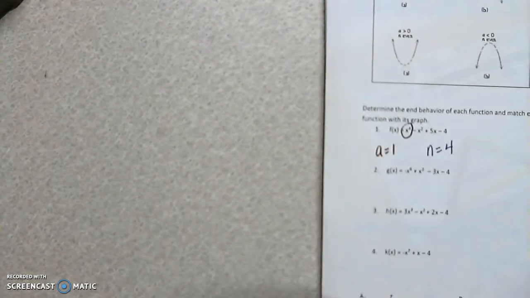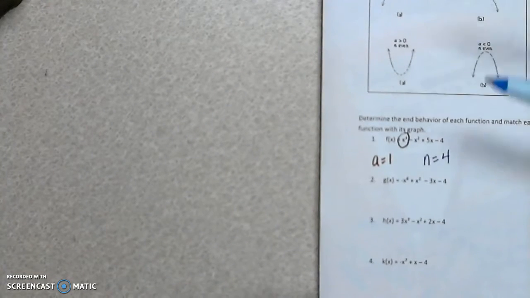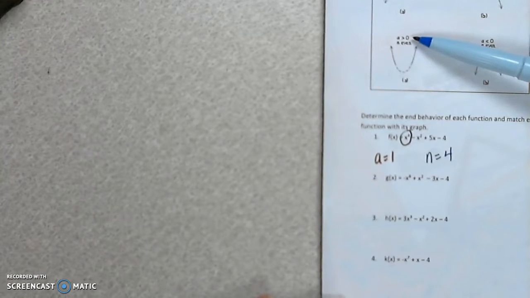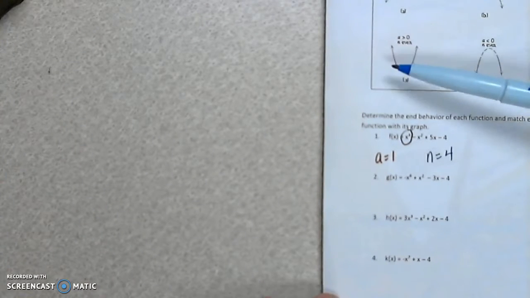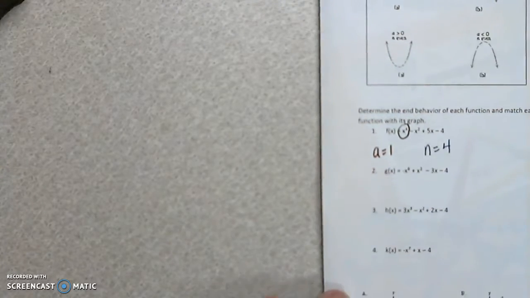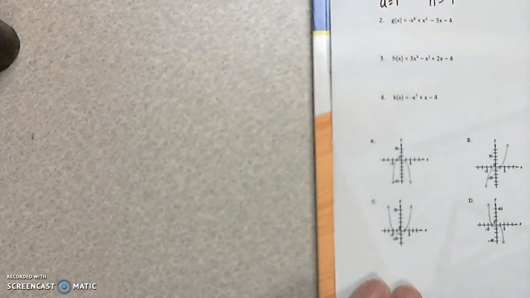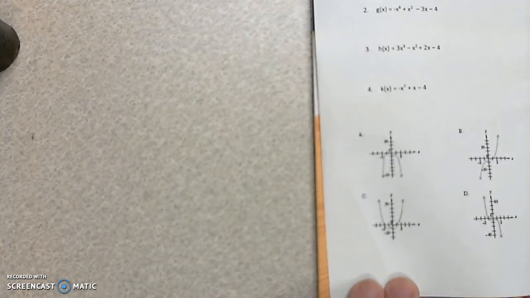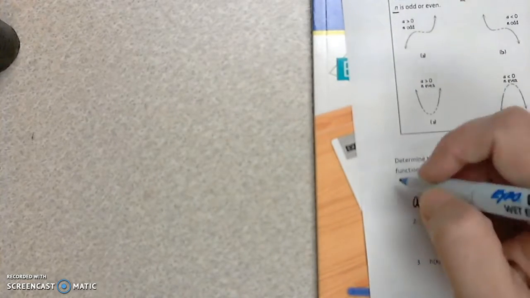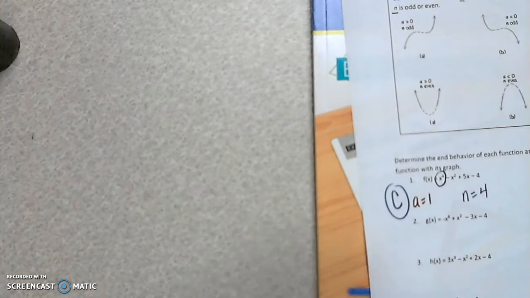Alright, so what I'm looking for is a graph where A is greater than 0 and my exponent is an even number. A greater than 0, exponent's an even number. So I'm looking for the graph that has this shape. Alright, so when I look down here at my graphs, that should be graph C. So for number 1, it should match graph C.